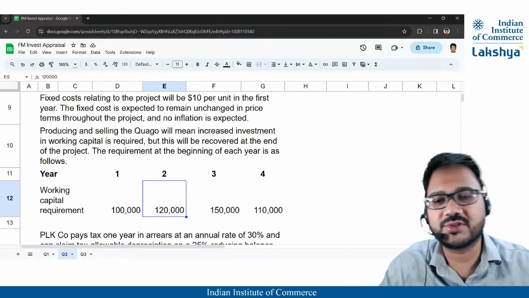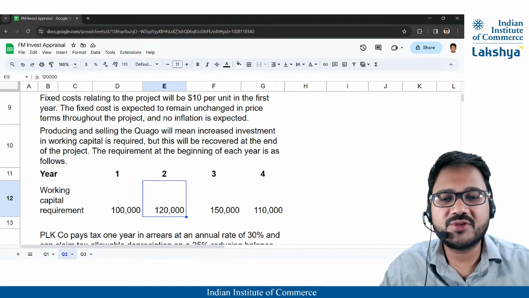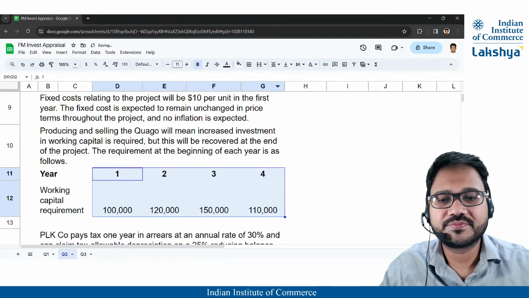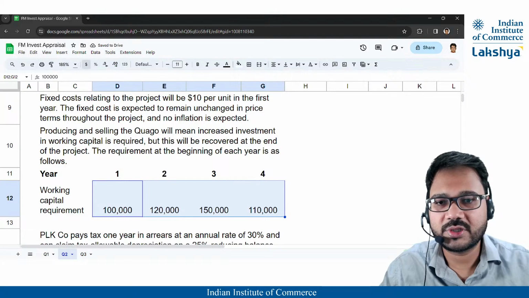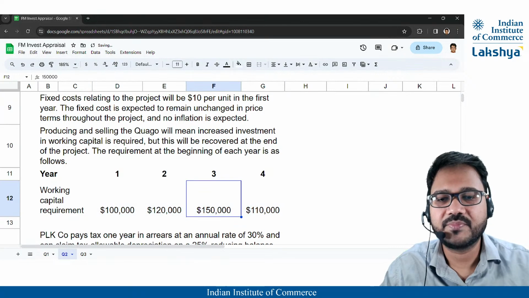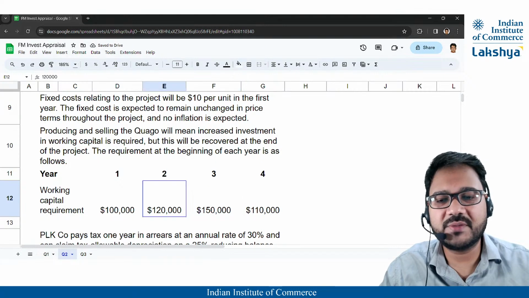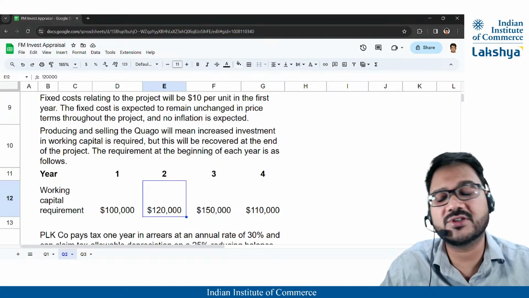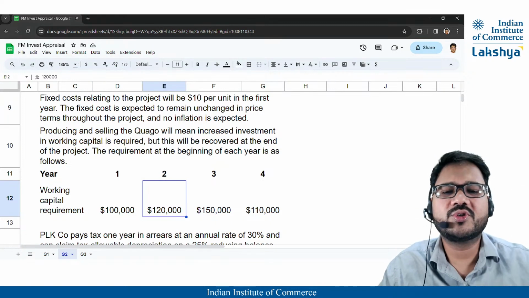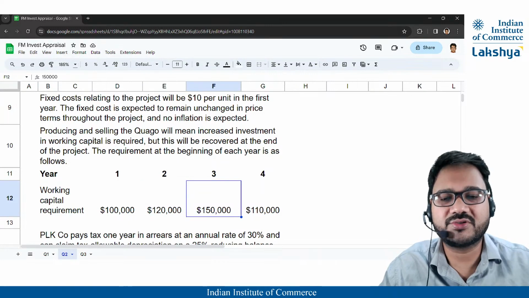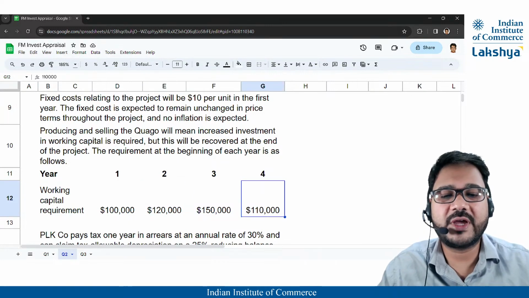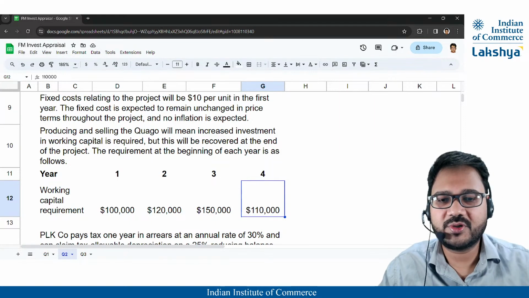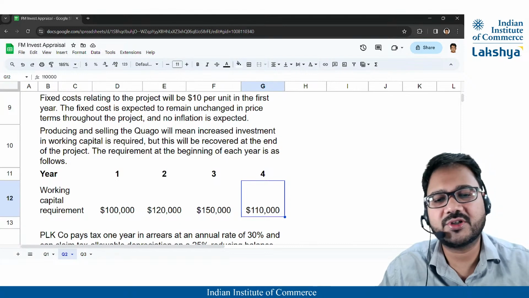Okay, so just 20,000. Then in year 3 you require $150,000, but as of year 2 you have already invested 120: 100 previously and then 20, so that makes it 120 total. So you need to invest another just $30,000. Then over here you require 110, so that is going to release $40,000. Just the difference, 150 minus 110, $40,000 will get released.